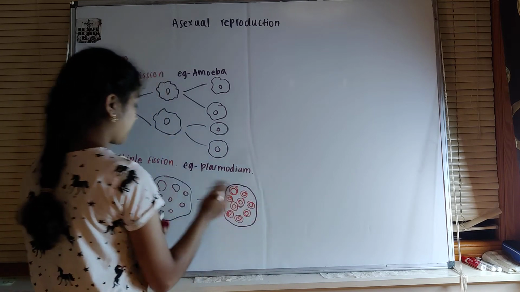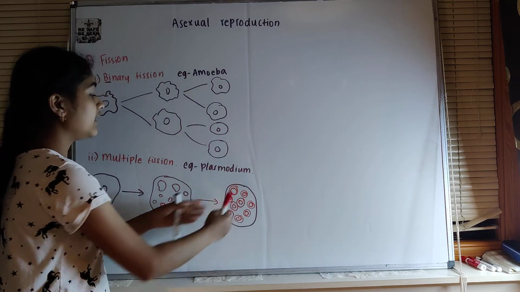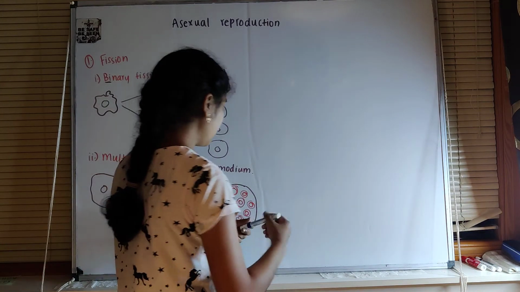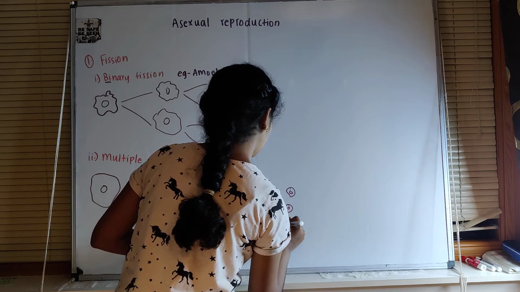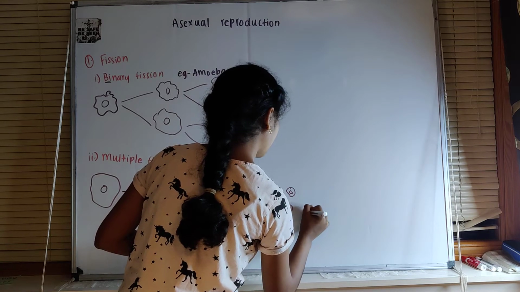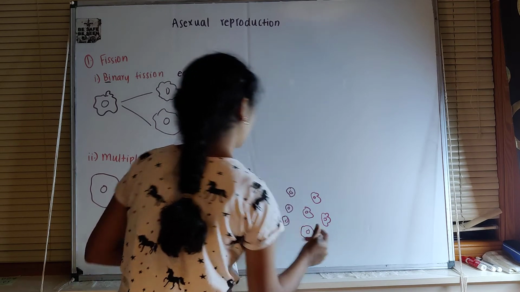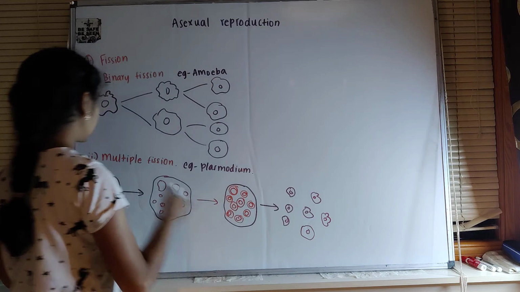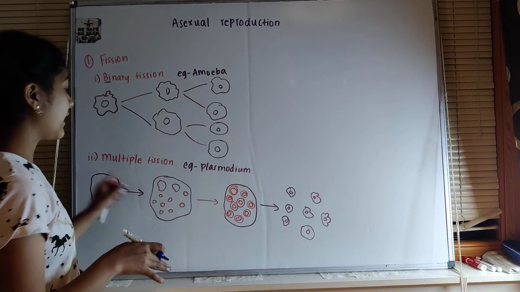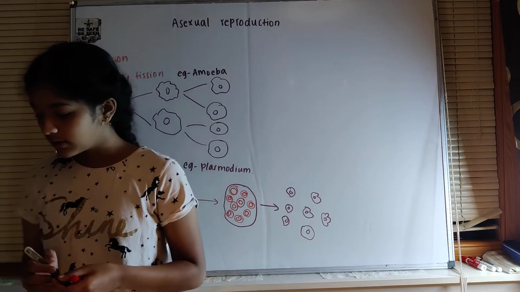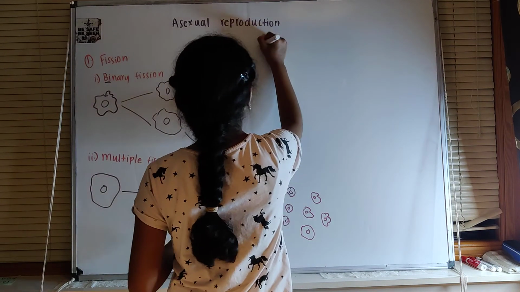So gradually this cell membrane disappears, and then these cells somewhat look like this. When the cell membrane of the original cell disappears, they somewhat look like this. So this is what happens in multiple fission. Example is plasmodium. So the next type of asexual reproduction is called budding.